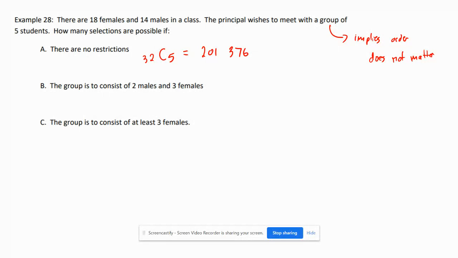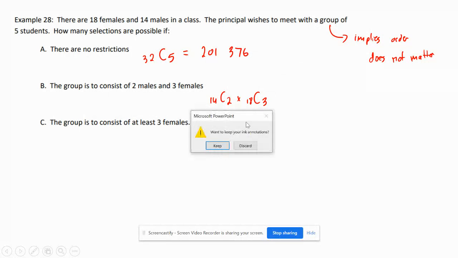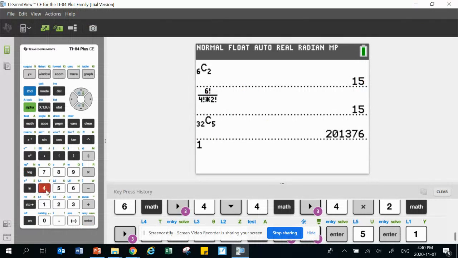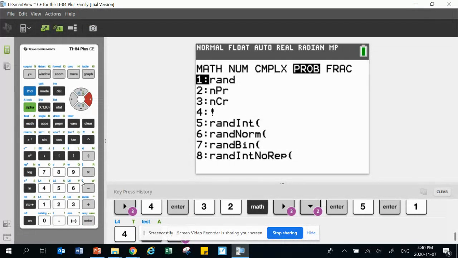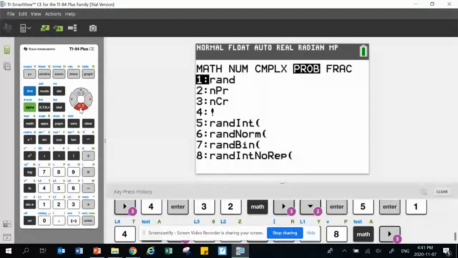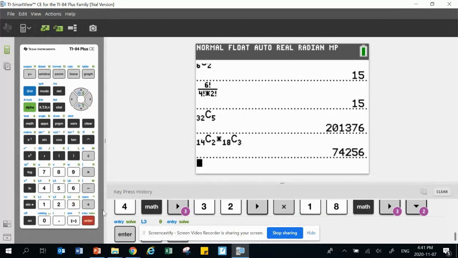The group consists of 2 males and 3 females. Okay, so in this case, 2 males, well, we have 14 males. So of the 14 males, we're going to choose 2 of them. And then of the 18 females, we're going to choose 3 of them. Okay, 14 choose 2 times 18 choose 3 is 74,256.